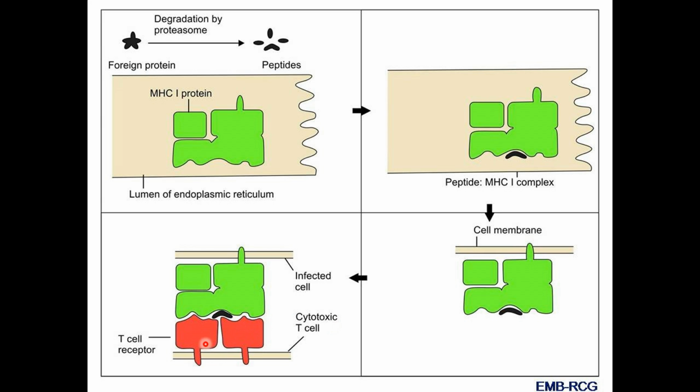This is the cytotoxic T cell having a T cell receptor complementary to the foreign peptide or the foreign antigen. So this T cell receptor will bind to the foreign peptide plus the self MHC1 protein.